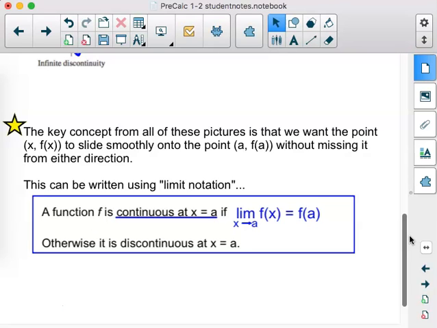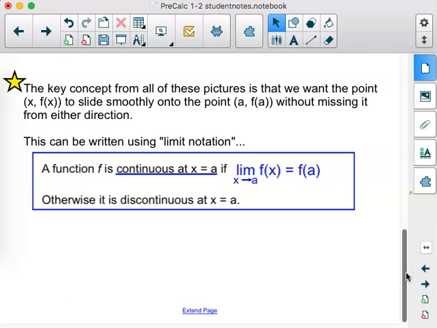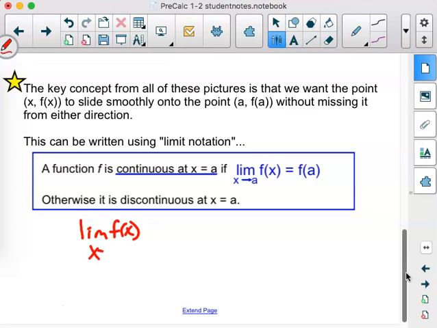So this can be written using limit notation, which we're going to have to start to get used to because we're going to be using this. And our limit notation is actually a little bit of calculus here. So it says a function f is continuous at x equals a if, and we write it like this, the limit of f of x as x approaches a equals, so we think, all right, this means as I approach a, I want it to just go where it's supposed to go, which would be f of a.